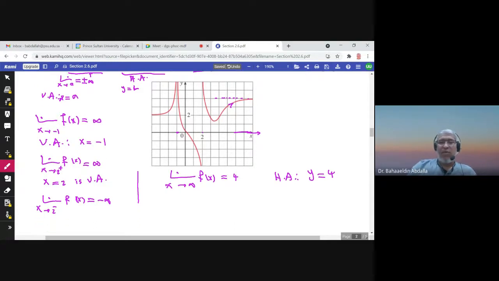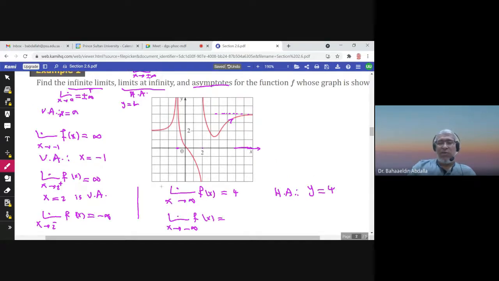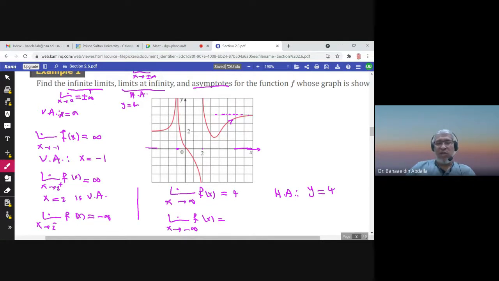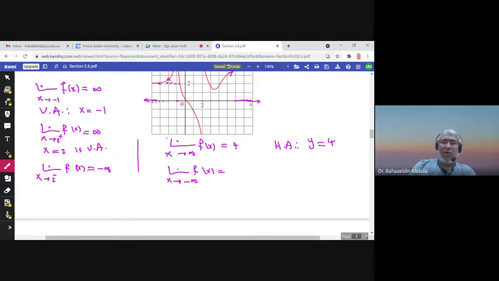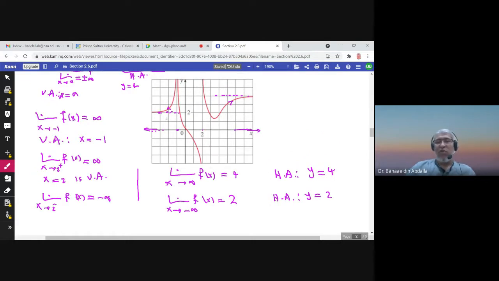All right. What about the limit of f of x when x approaches negative infinity? Well, x approaches negative infinity, so we are in this direction now. The function is approaching this line, which is the line y equals 2. So the function is approaching 2, and this means that the horizontal asymptote is also y equals 2. So there are two horizontal asymptotes of this function, y equals 2 and y equals 4, and two vertical asymptotes.